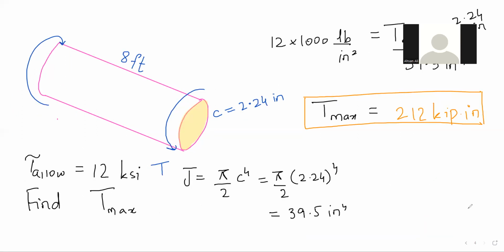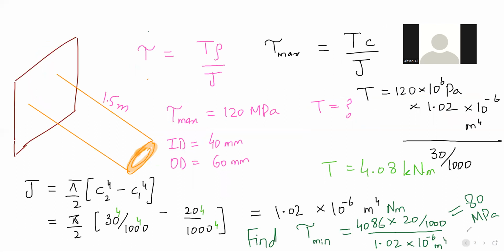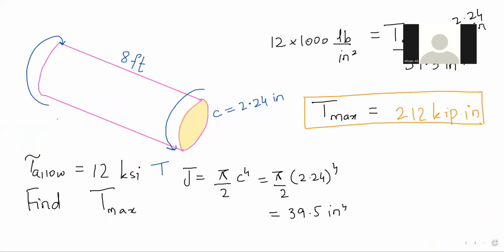212 or 211 kilo-pound. Okay, hang on. This one was rho. I use R for the radius of the object. I don't think I told you any symbol. The book uses C, we use C, okay?